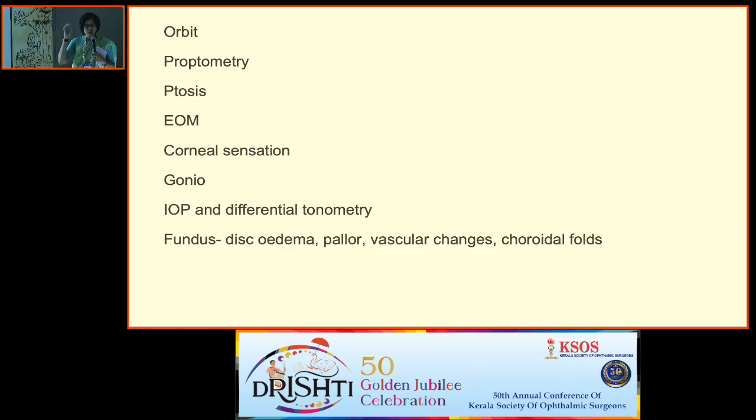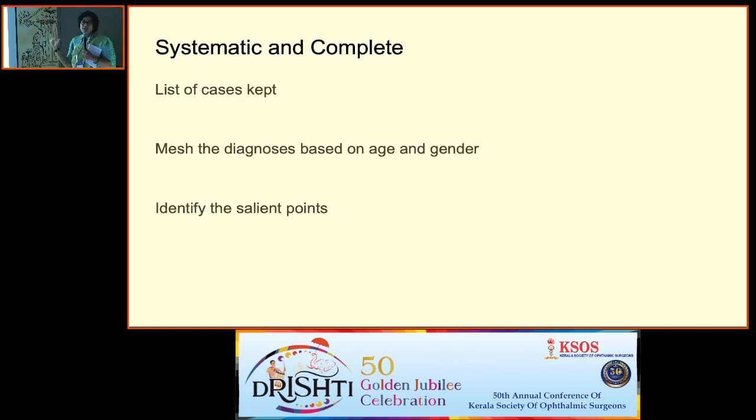And in fundus, look at the disc for disc edema, pallor, opticociliary shunt and vascular changes. Vascular changes in the retina, the macula, choroidal folds and some lesions in the fundus. So negative is important in every case, relevant to that particular case. Next, it should be systematic and complete.